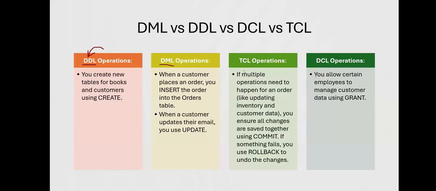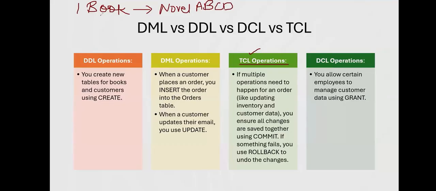Then third is your transaction control language, right? So if multiple operations need to happen for an order, you ensure all changes are saved together using commit. If something fails, you roll back to undo the changes. So let us understand this example here in terms of a bookstore. Let us say I have one book, a particular novel, let us say novel ABCD. Right now, I only have this single book.